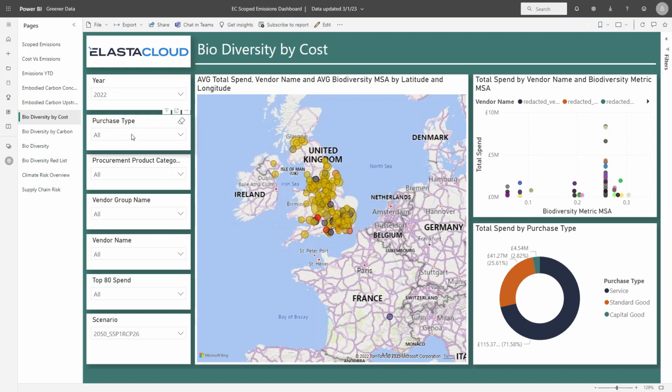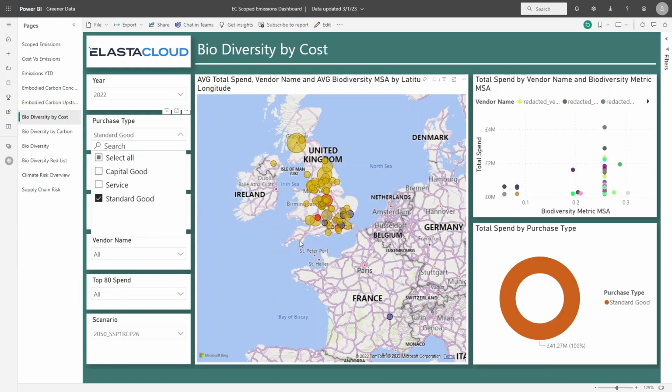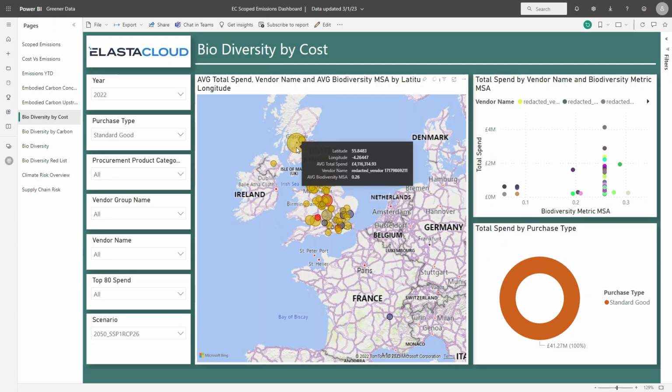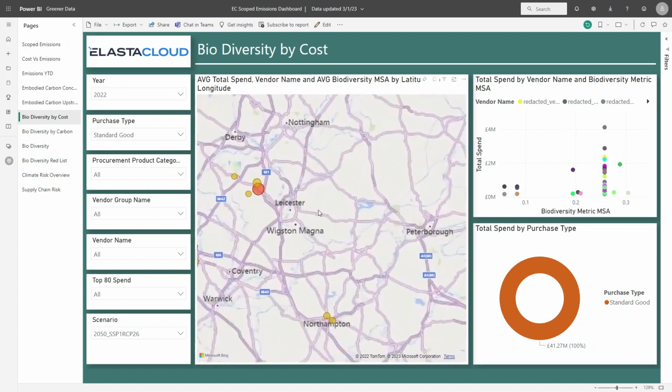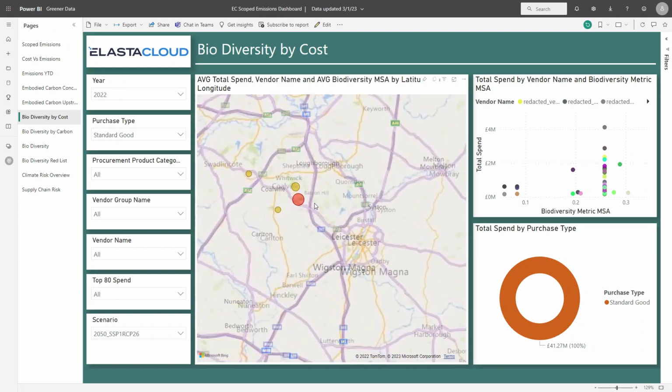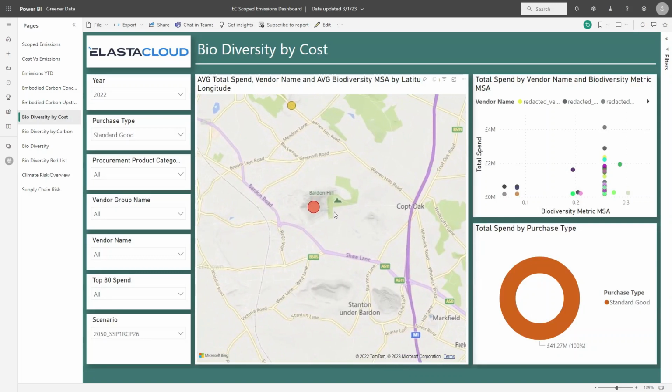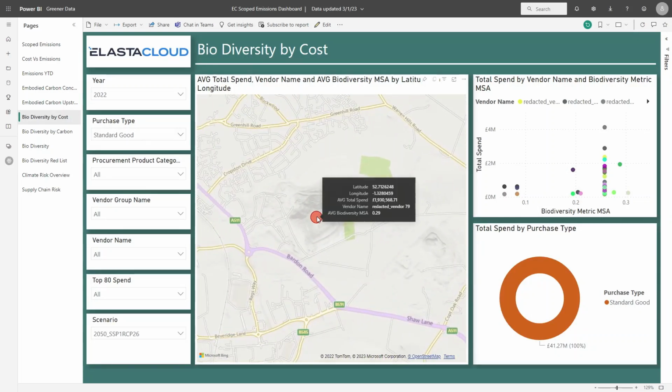If we filter by purchase type and standard good, we can see the map update to show only vendors in this purchase type. Immediately, we can see that there are a number of vendors with high spend and with an amber biodiversity rating. However, we also have a data point in the center which has both high spend and high biodiversity. We can see that this data point is vendor 79, which has a biodiversity rating of 0.29.